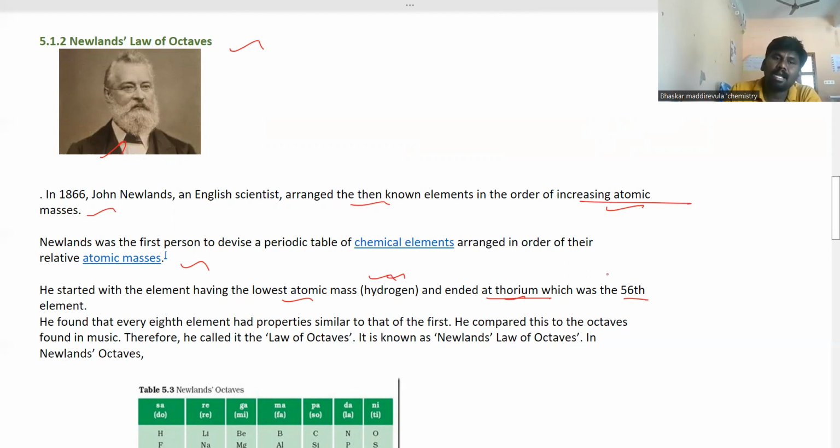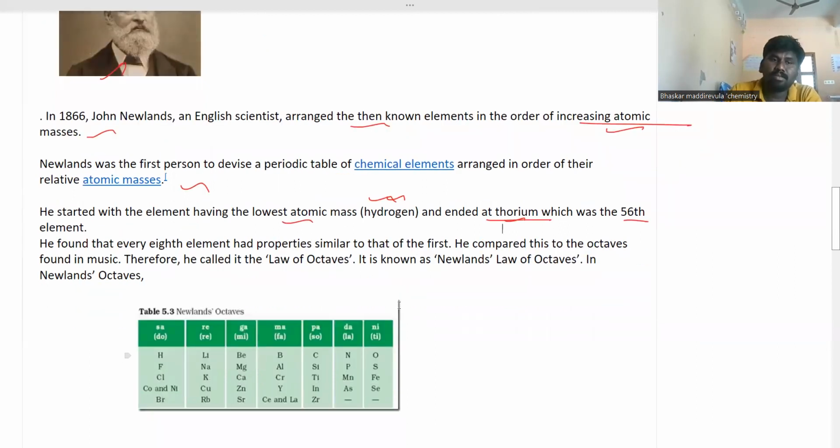That is the 56th element. While arranging the elements, he found that every eighth element had a property similar to the first element. He started with hydrogen and arranged the elements like this, up to thorium. While arranging, he found that every eighth element, if you start from hydrogen as 1, 2, 3, 4, 5, 6, 7, fluorine is the eighth element, had a property similar to the first element.